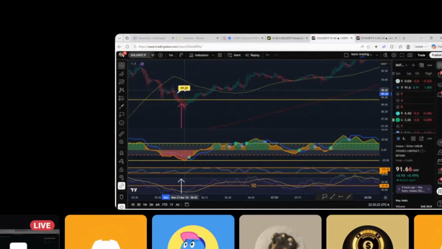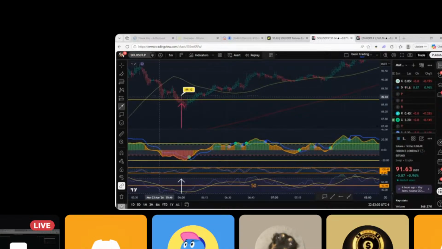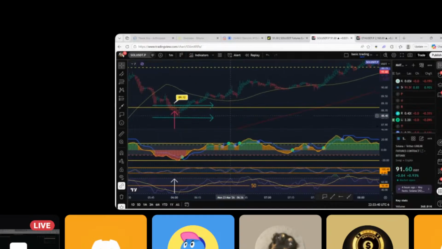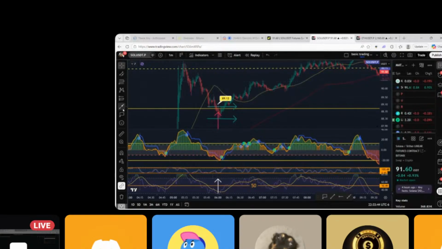Put them somewhere in this zone here, which means their entry would be somewhere around here. Their stop loss pullback would have come to about here, and then their targets would have been up here. But what I'm looking at here is the downside to this, right?